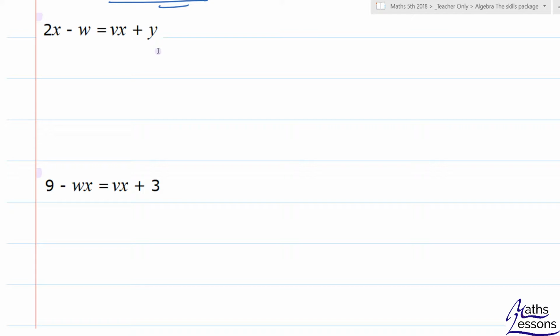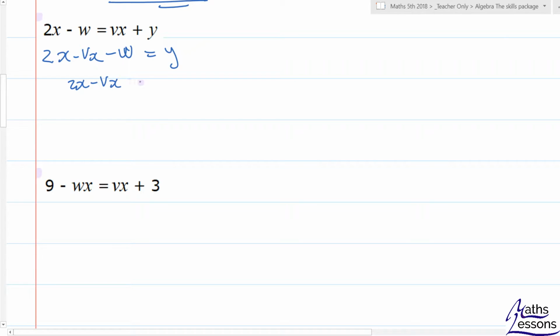So first of all, try and get all the x's on the same side. So we've got 2x and a vx. So let's take the vx away. I've taken the 2x away. Doesn't matter which way you do it. And then we've got minus w. Notice I quite like putting the x bits all together and things without x not together. So now we've got 2x minus vx, and then we're going to add w.